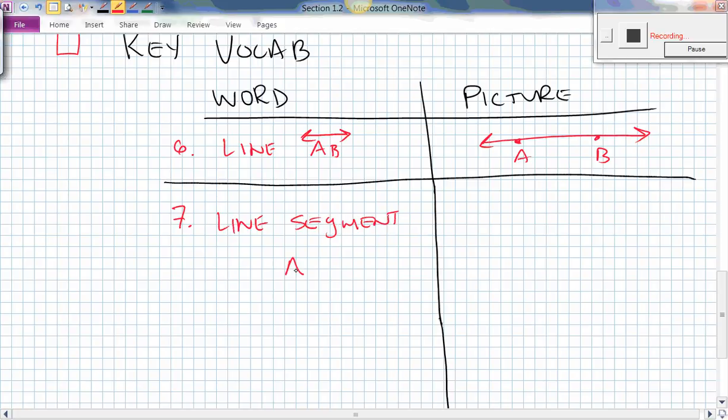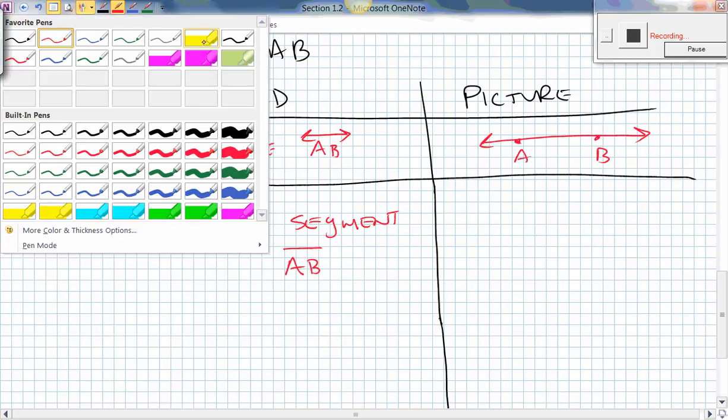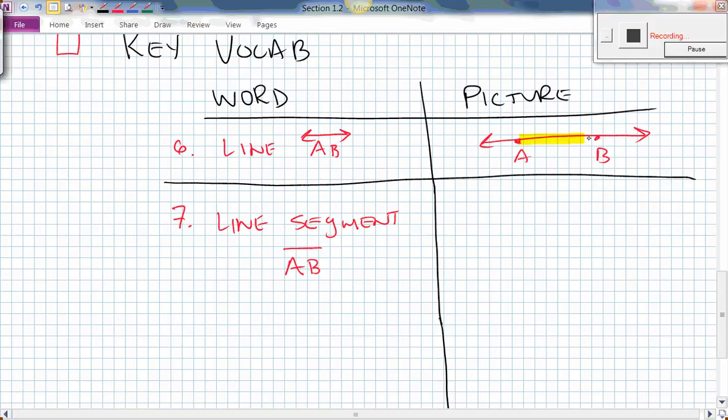Line segment, and notice how we write line segment. It's AB with a line over it, and where do you think we get that from? That comes directly from right here. If I just take the A to B part, and I bring it down, I have this, A and B, and that is a line segment. So do you see the difference between a line and a line segment? A line segment is just part of a line. It's the segment of a line. Very good. Nice job.